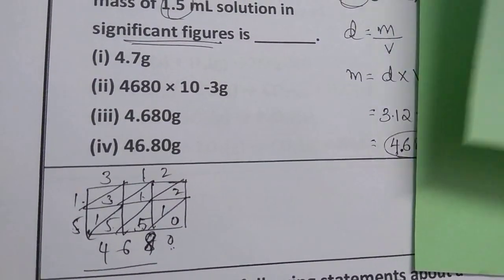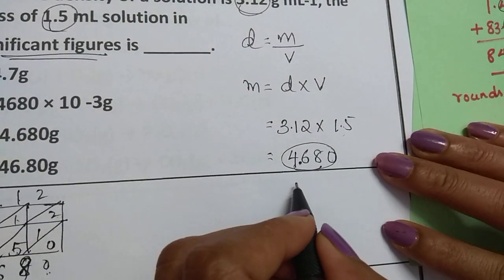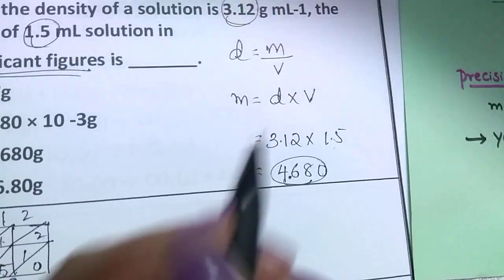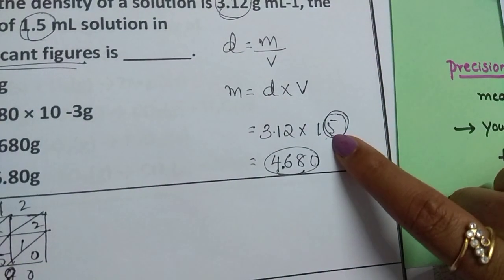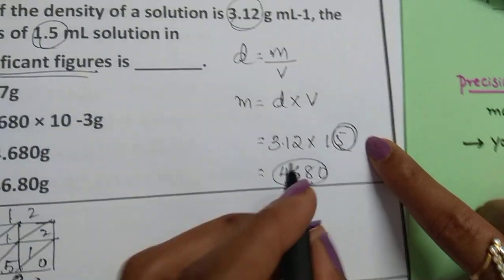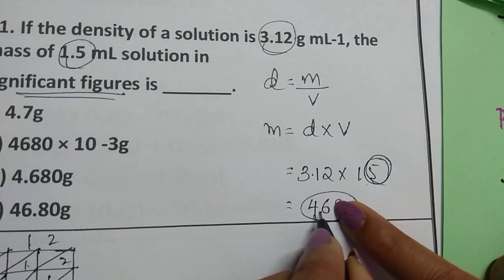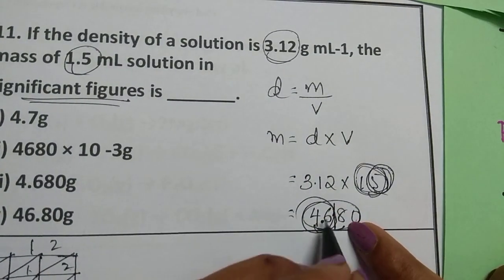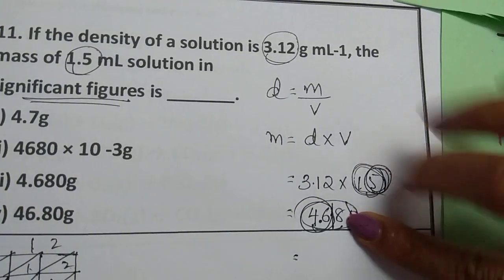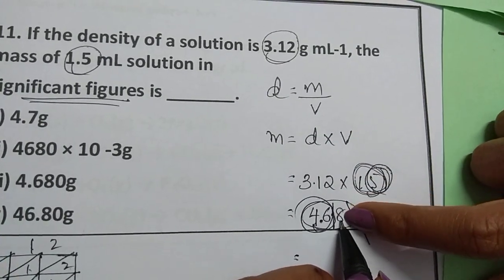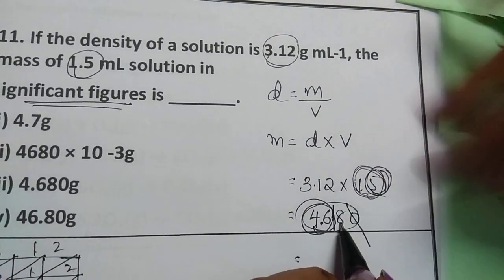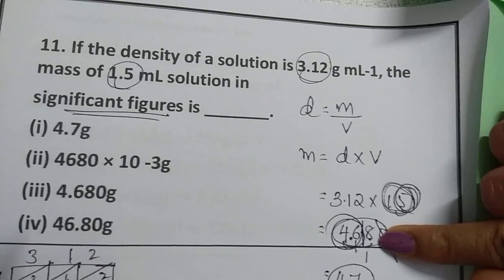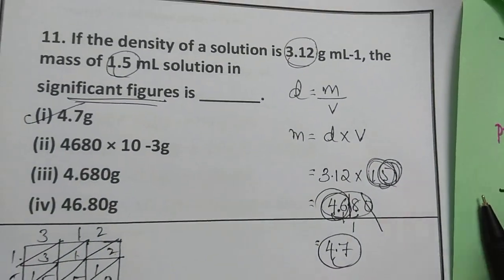Okay. So our answer is you have to round it off to the least number of significant figures. Here the least number of significant figures is in 1.5. Only two significant figures it is having. So you have to round it off to total 2 significant figures. If the number is less than 5, remove directly. If this number is greater than 5, when you are removing, you have to add plus 1 to the number before. So 4.7 is our correct answer. So the first option is our correct answer.